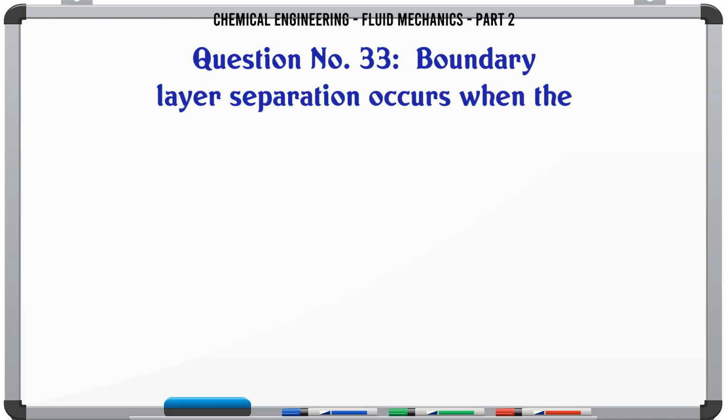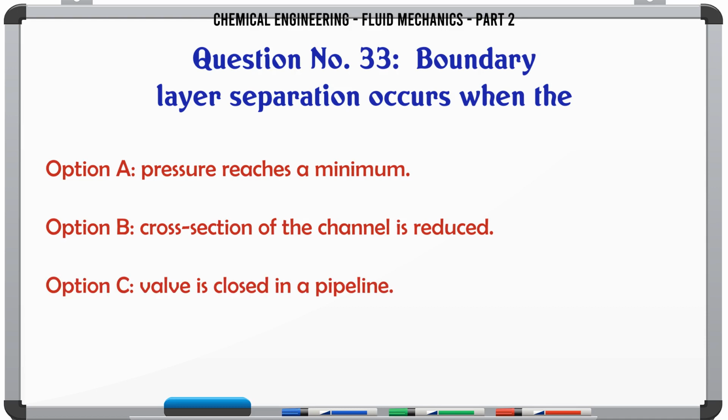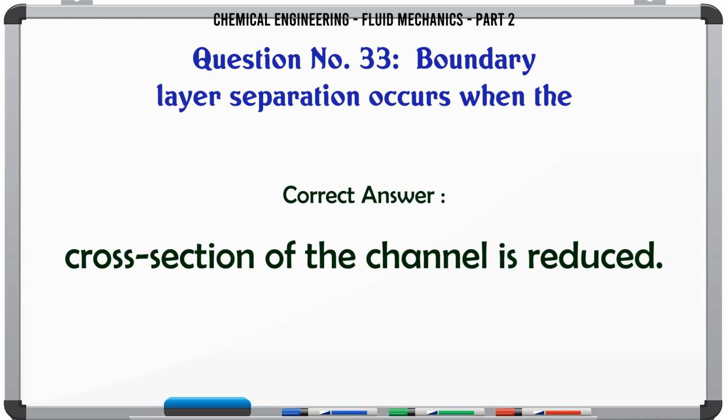Boundary layer separation occurs when the A. Pressure reaches a minimum. B. Cross-section of the channel is reduced. C. Valve is closed in a pipeline. D. Velocity of sound is reached. The correct answer is cross-section of the channel is reduced.